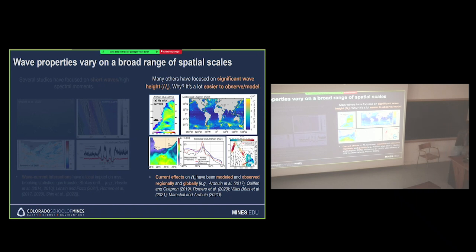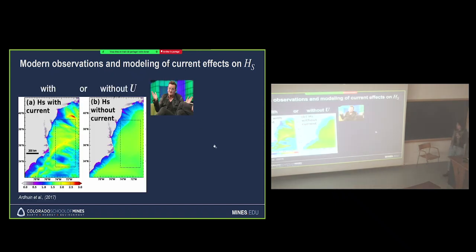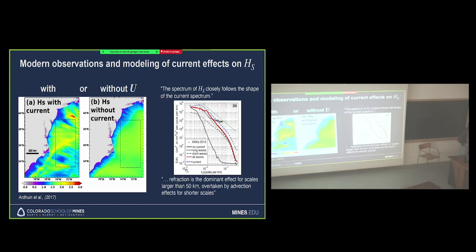So back in 2017, Fabrice and collaborators published this paper where they looked at the response of the significant wave height to currents. Here we have the significant wave height from WaveWatch forced with ROMS currents in the Gulf Stream, on the left with currents, and on the right without currents. And there are two main key points from this paper.